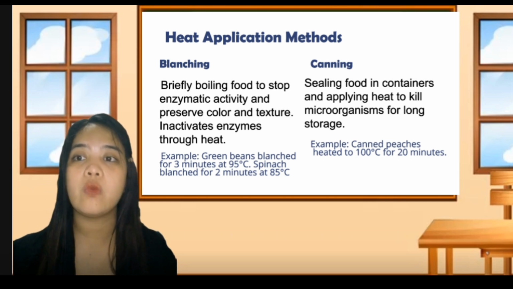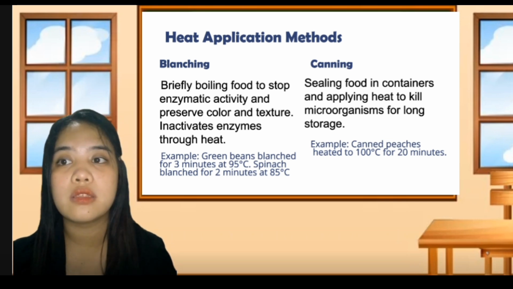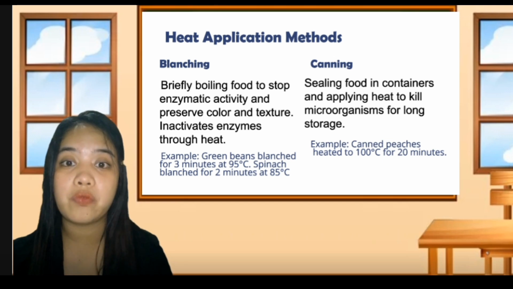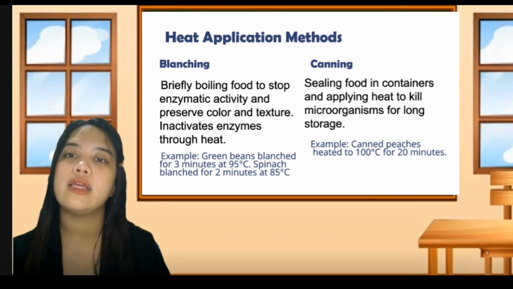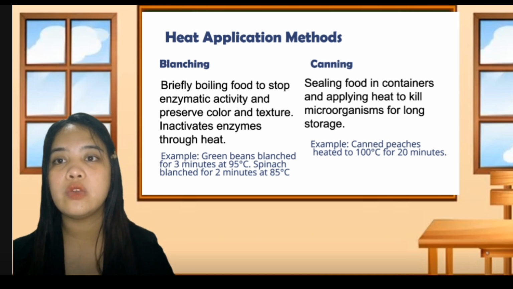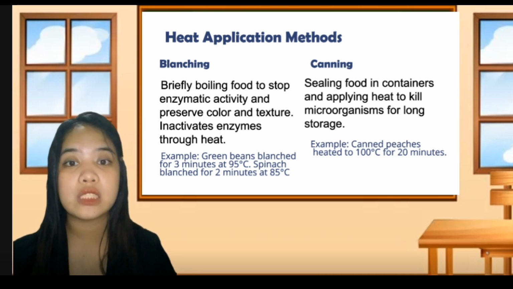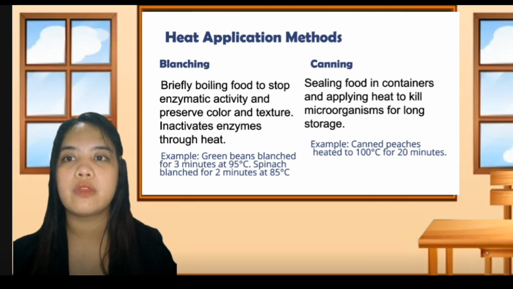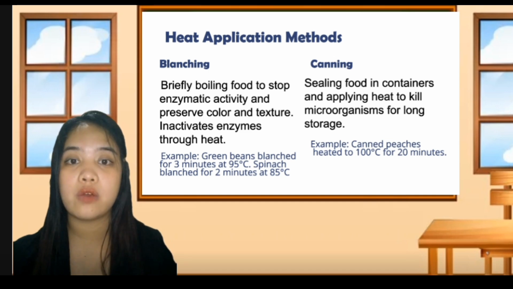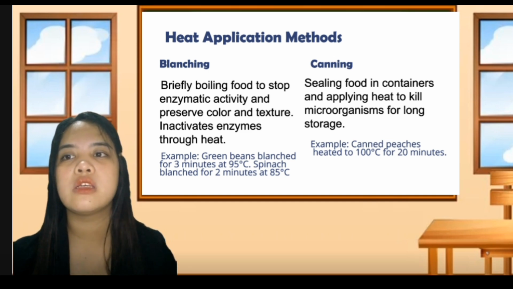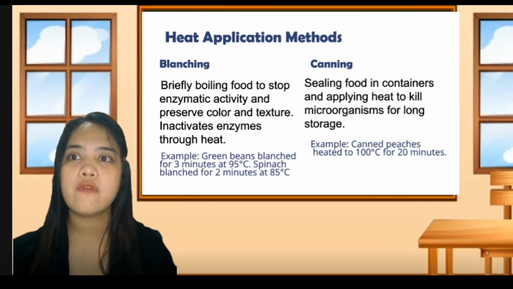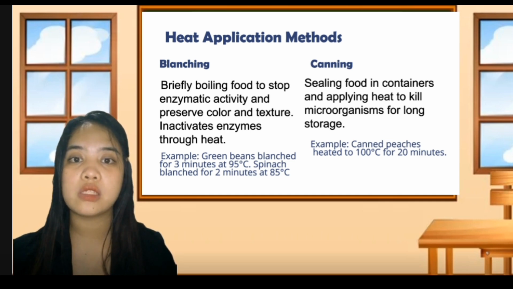Can anyone explain why blanching is important in food preservation? Yes, Nika. Perfect. Blanching is especially useful for vegetables, as it helps preserve their freshness and appearance. For example, green beans. If you want your vegetables to be crunchy when you eat them, you can blanch them.